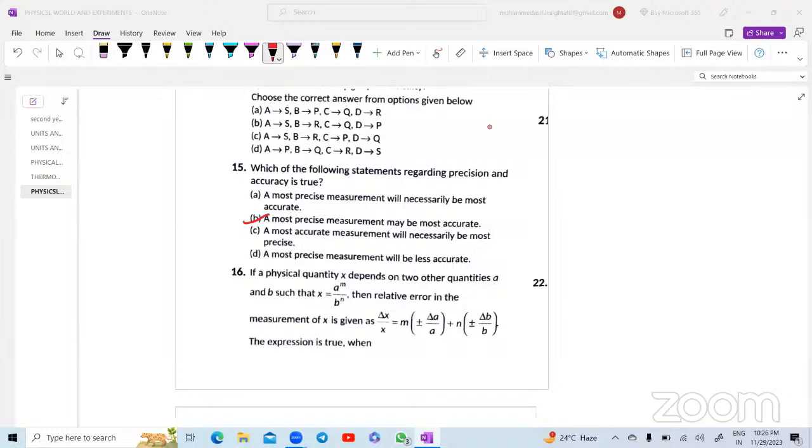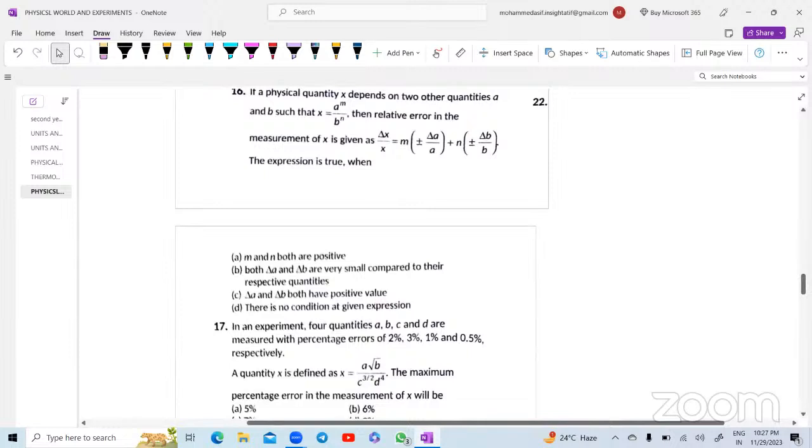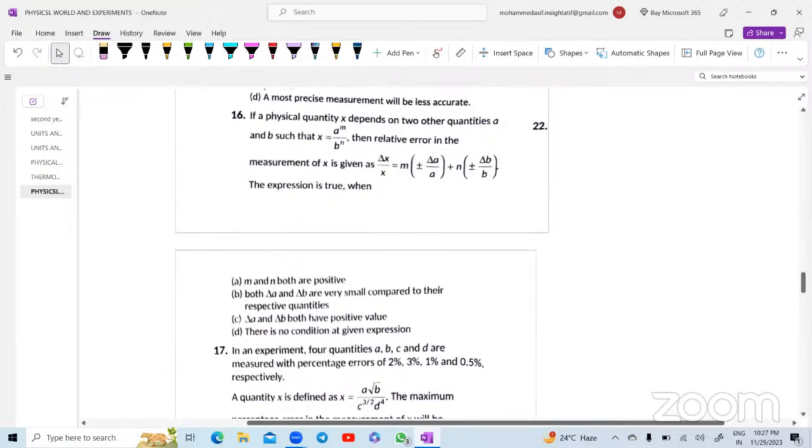16th one. I hope you can do this question better. If a physical quantity x depends on two other quantities a and b such that x is equal to a power m divided by b power n, then relative error in the measurement of x is given as delta x by x is equal to m plus or minus delta a by a plus n plus or minus delta b by b. The expression is true when m and n both are positive, delta a and delta b are very small compared to the respective quantities, delta a and delta b both have positive values, or there is no condition on the given expression. Again, very good question. Chances are very huge that students make a mistake even in this question.